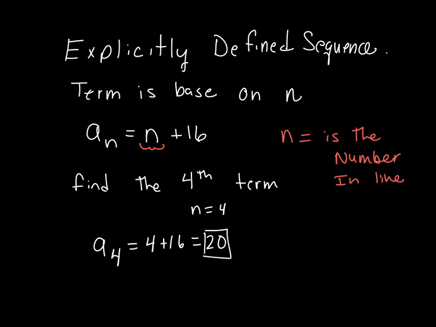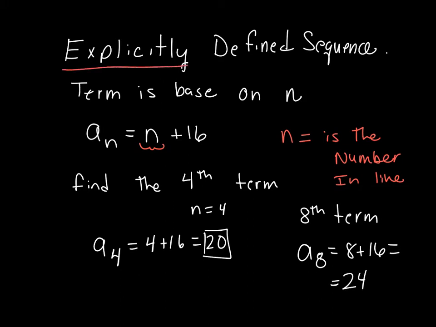And if I want to find the 8th term, then that just means A sub 8 is equal to 8 plus 16, or 24. So explicitly defined, you can tell that it's explicitly defined because n is in the formula and it is not a subscript.